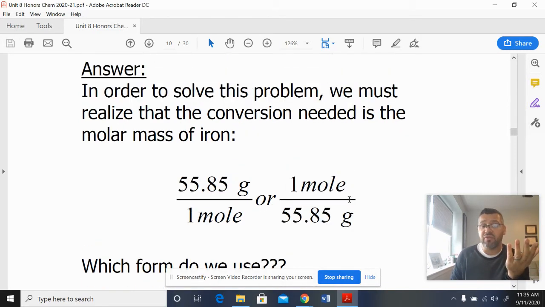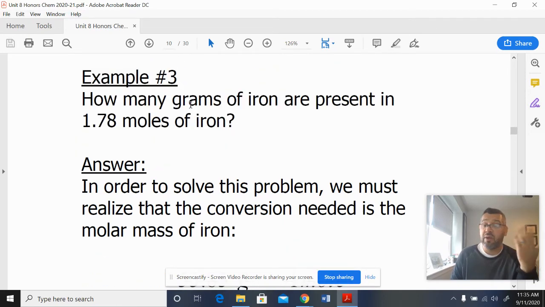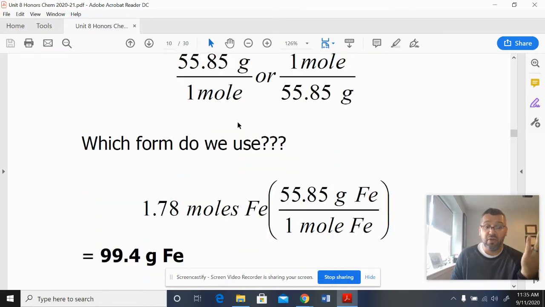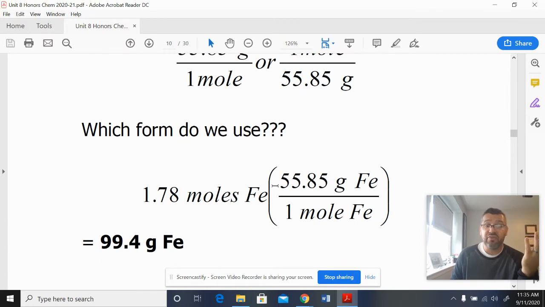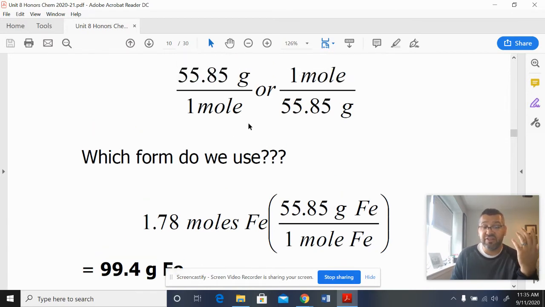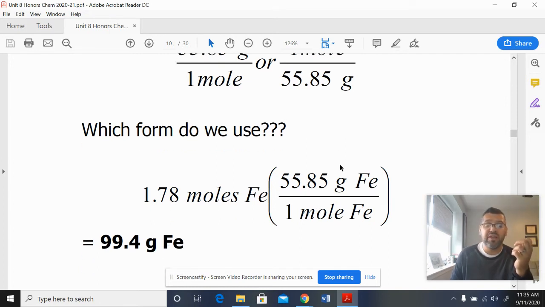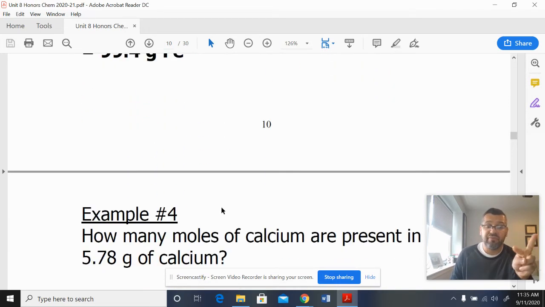So which form do I use? Again, what I want goes on top. What do I want? I want grams. So 1.78 moles. I need this version on the left. Grams on top, moles on the bottom. Moles cancel. 1.78 moles of Fe times 55.85 over 1. Of course, 1 is the same thing. And you get 99.4 grams, 3 significant figures. Hopefully that makes sense. Let's do it the other way.